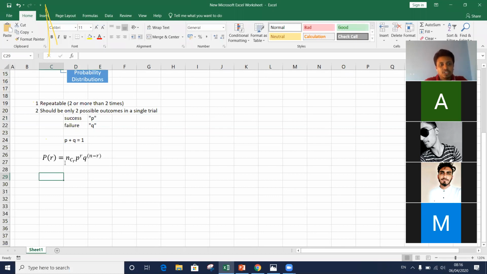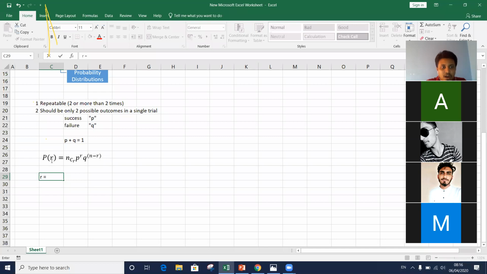So in order to calculate the probability in binomial probability distributions, we should know these terms, what is represented by these letters, right? So what is represented by R?